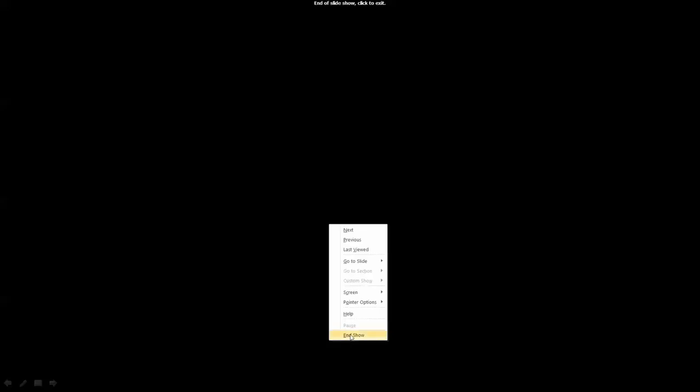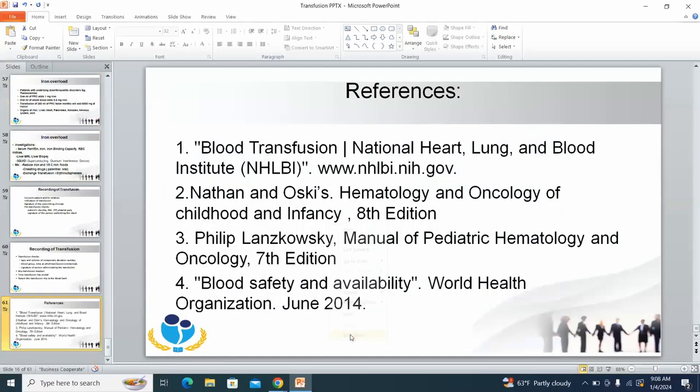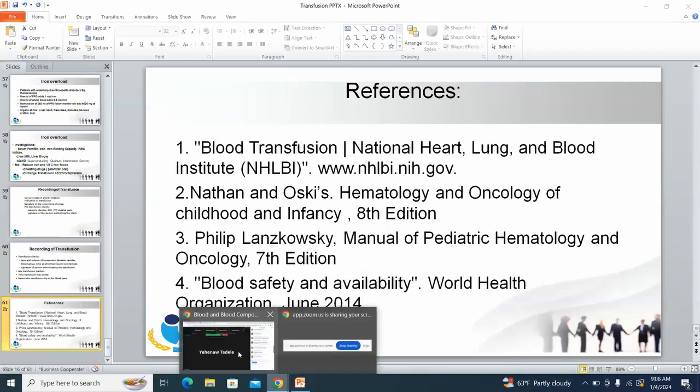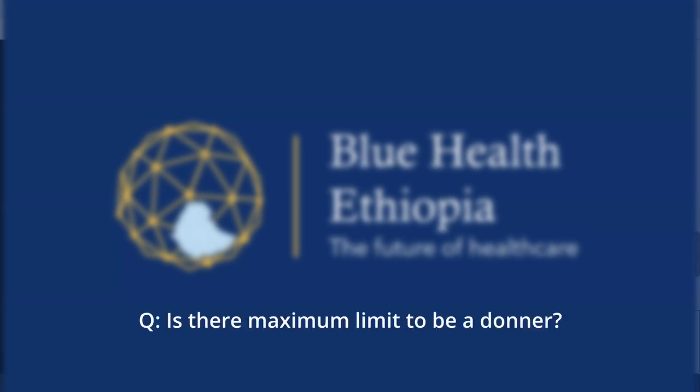So it's time for the question and answer section. Participants, if you have any questions regarding the topic, you can write down the questions in the Q&A section. In the Q&A section, there is one question by Zariyun Nangasha. He said, is there a maximum limit to be a donor?